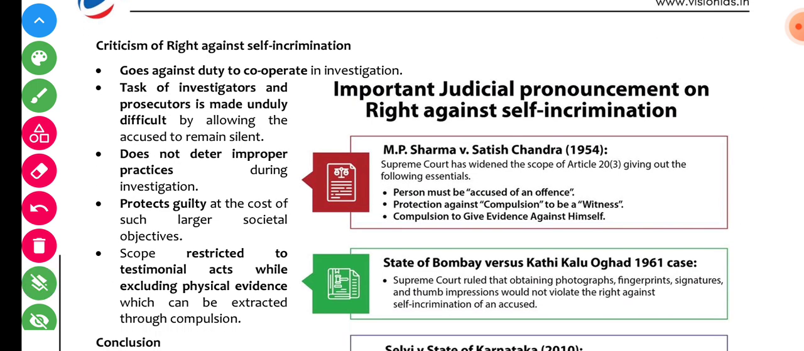What are the criticisms of the right against self-incrimination? It goes against the duty to cooperate in investigation, because it is very simple to impose on a layman against any high-profile person. The task of investigators and prosecutors is made unduly difficult by allowing the accused to remain silent. It does not deter improper practices during investigation, and protects the guilty at the cost of larger societal objectives. Its scope is restricted to testimonial acts while excluding physical evidence which can be extracted through compulsion.